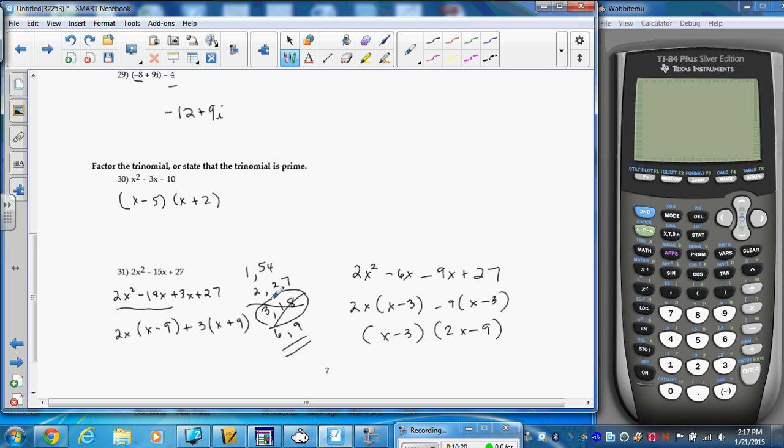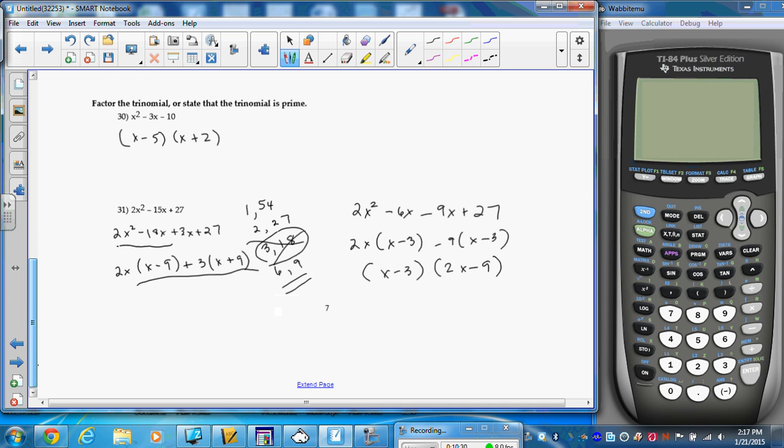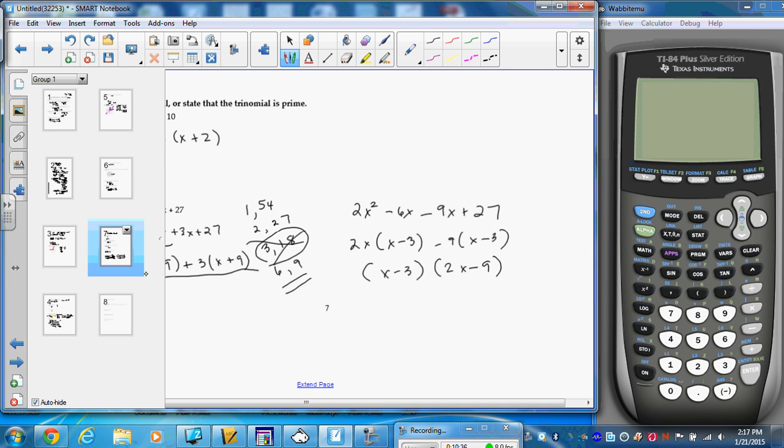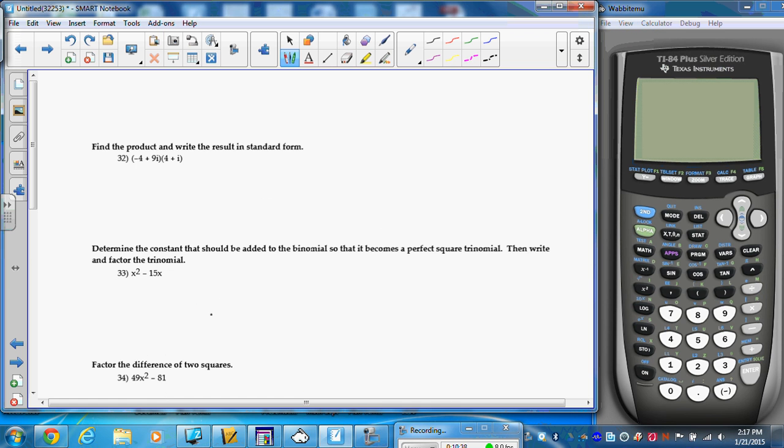So you see, even with this strategy, sometimes you have to go back to the drawing board. So be careful and vigilant. Okay, so let's take a look at the last page. So we're going to find this product and write the result in standard form.